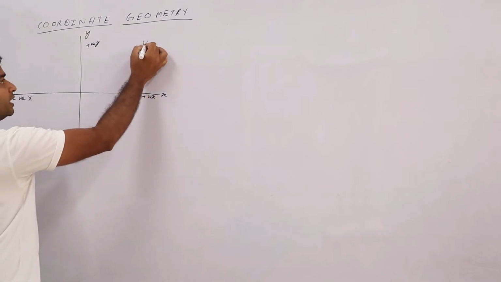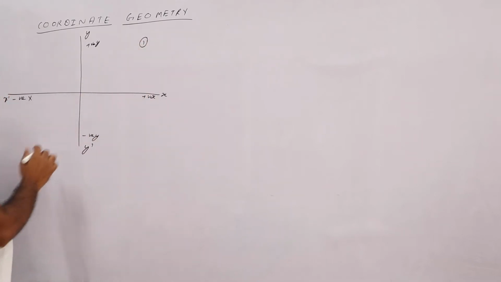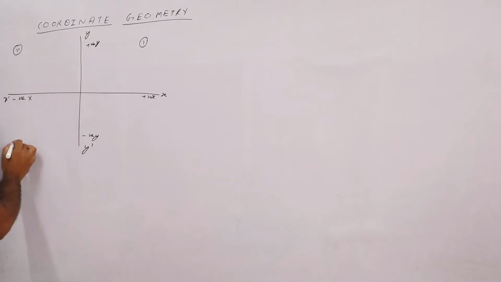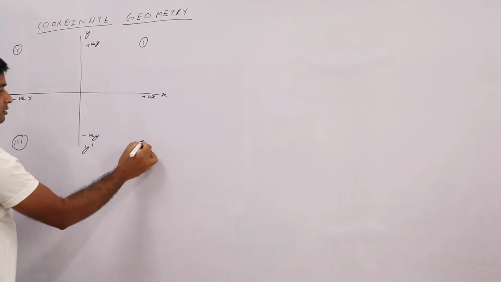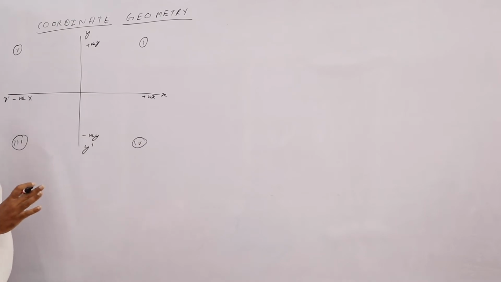This is called the first quadrant. This is the second quadrant. This is the third and this is the fourth quadrant. Till here, nobody has a problem.